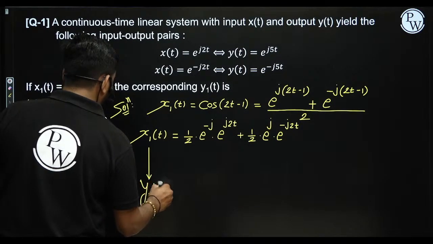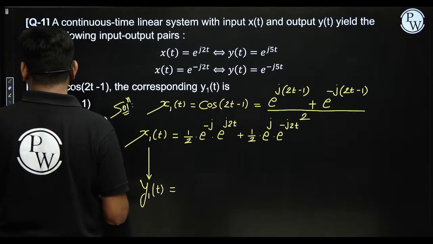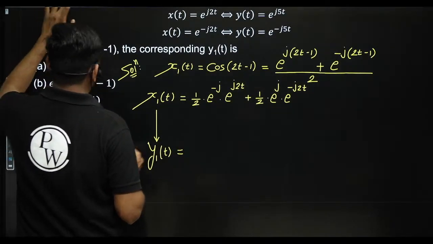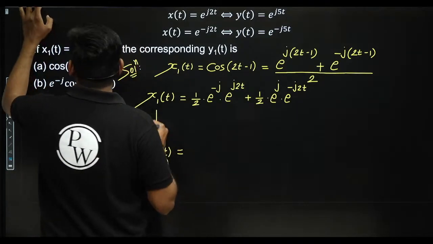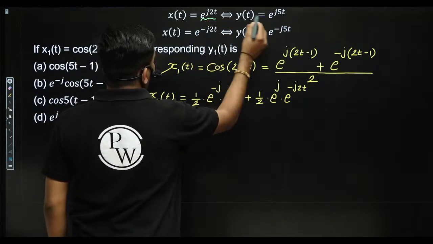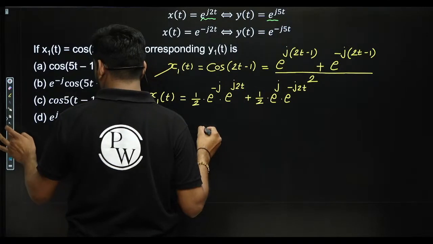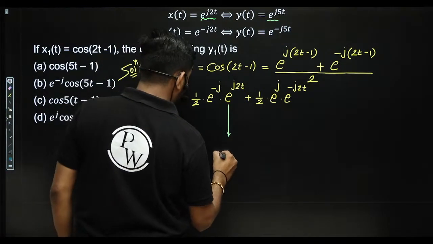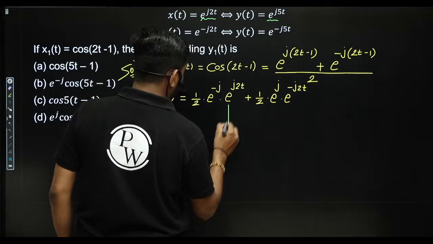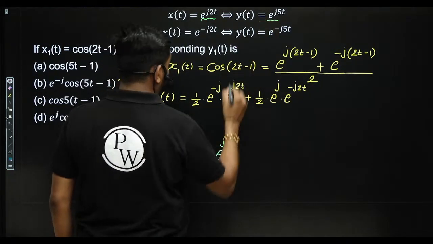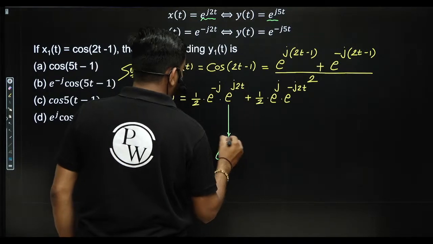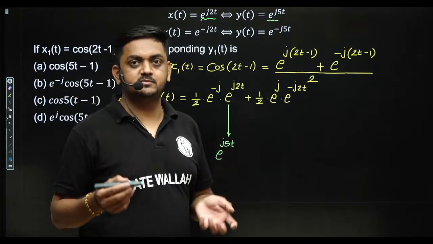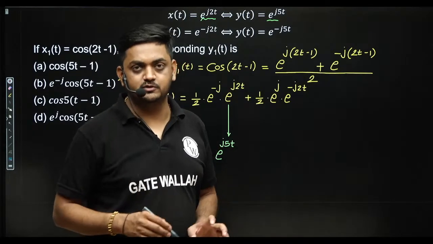Y1 of t. Now here we will use the property of linearity. If this is the input, e power j2t, then this is the output. For this input, e power j2t, the output is e power j5t. Now, as this is a linear system, it satisfies the principle of homogeneity and the superposition theorem.